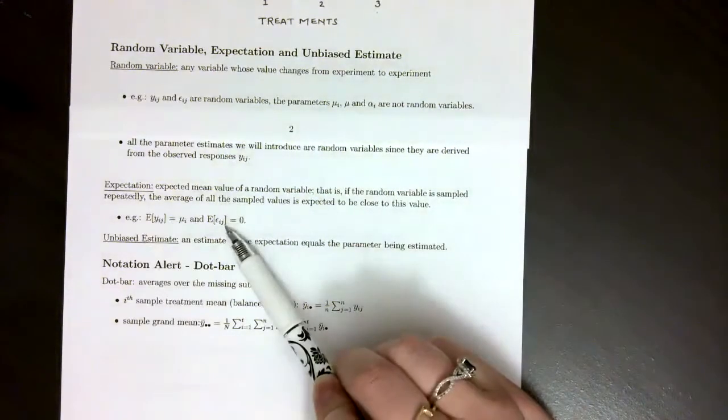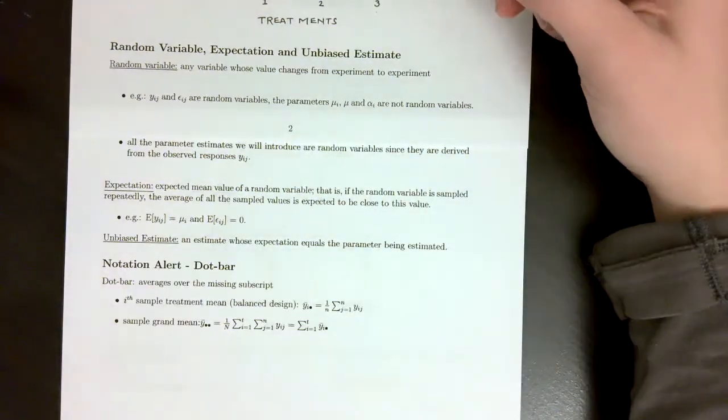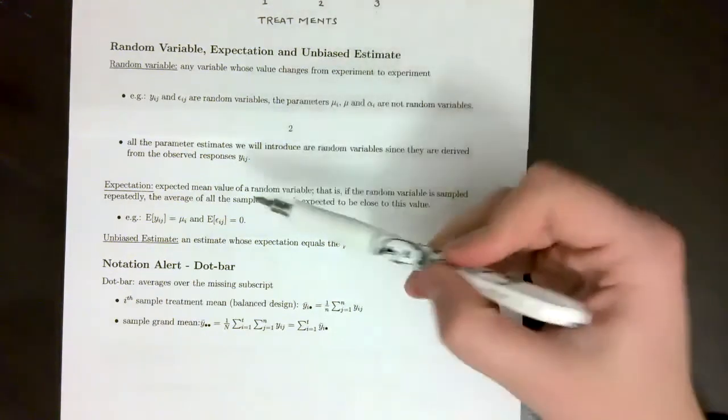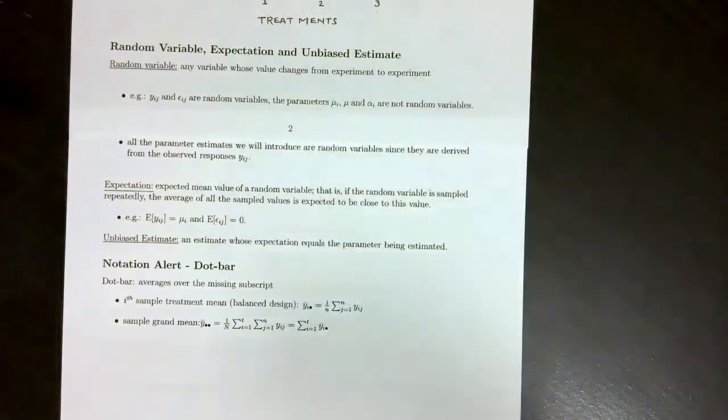For our error term, the expected value on average is going to be 0. And so that's what that's saying. If we were to repeat it and look at the difference between the group mean and the observation and continue to do that, we would expect that the expected value of our errors is 0.